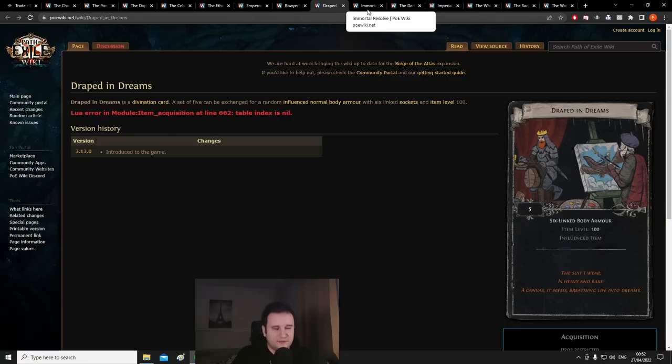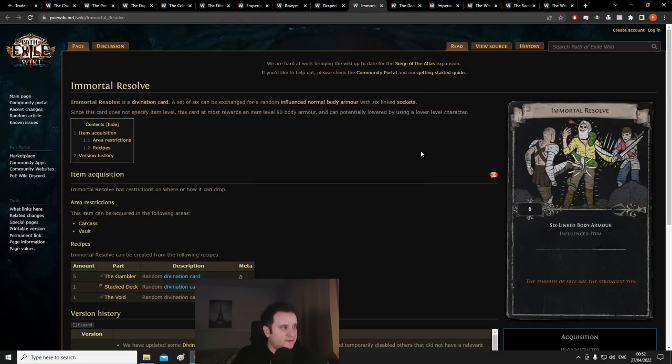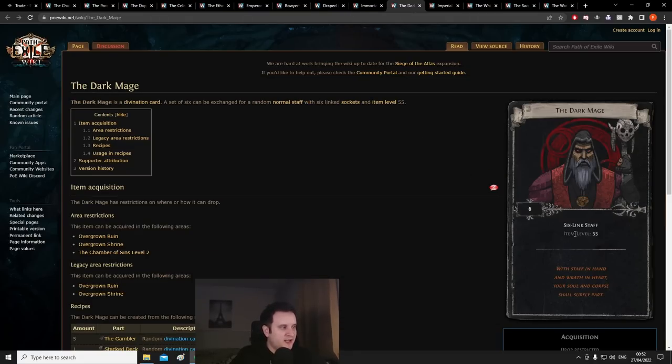So let's hover over some of the less used ones. This gives you a level 100. This is a 6-link body armor. Now, the influenced ones don't really do that much at Leaguestart. Because usually if you need an influence, you need exactly 1 influence, right? So you can't really roll the dice with your divination card. You have a 6-link staff.